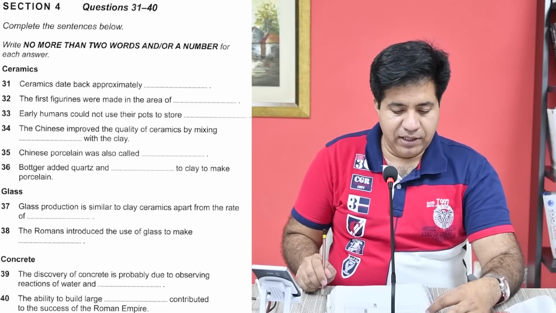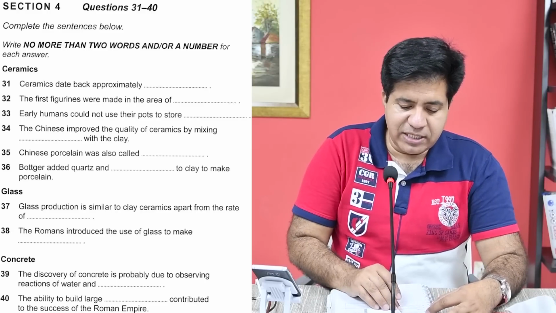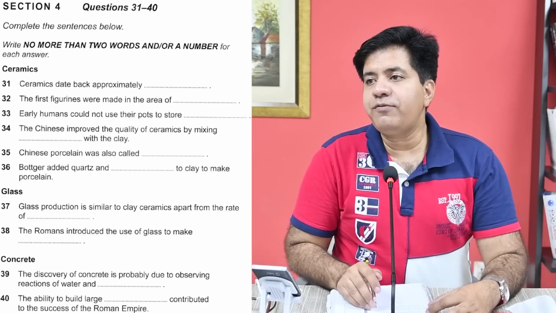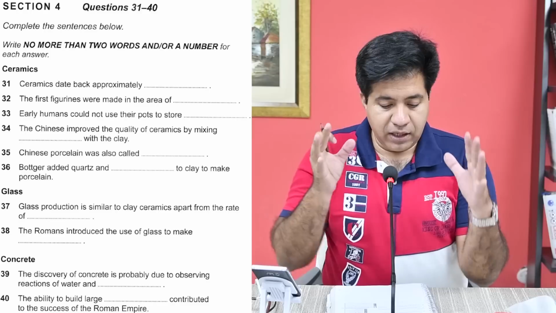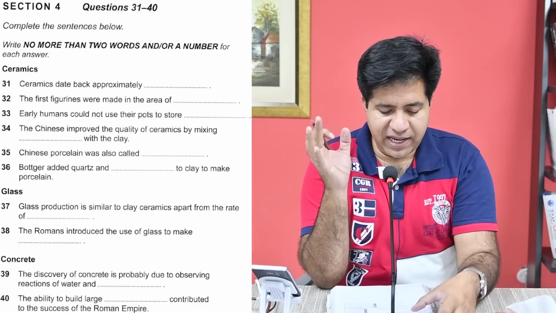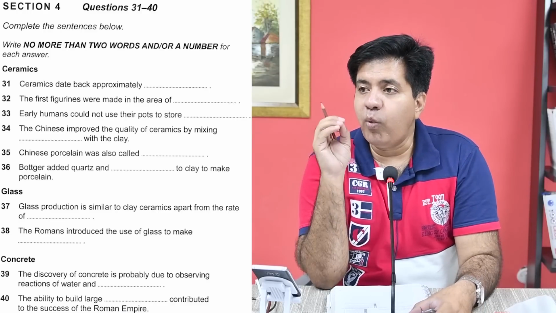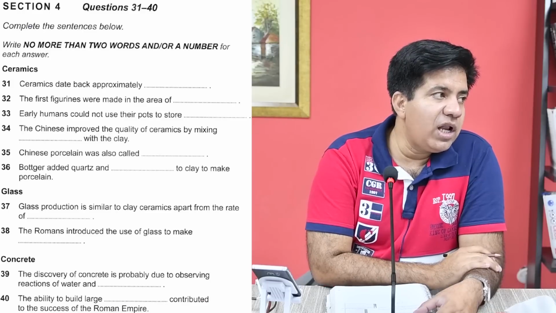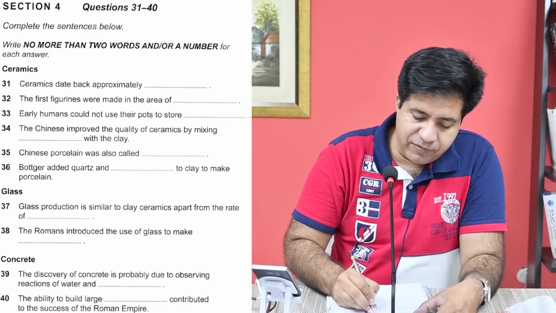Question number 37. Glass production is similar to clay ceramics. Apart from means the difference. Glass production and clay ceramics, they are the same. What is the difference? Apart from the rate of dash. Now rate of something. Focus on the words 'rate of'.